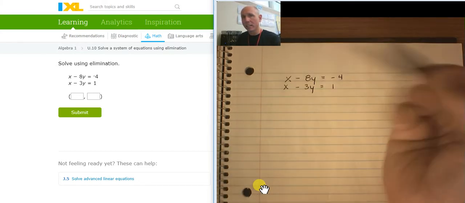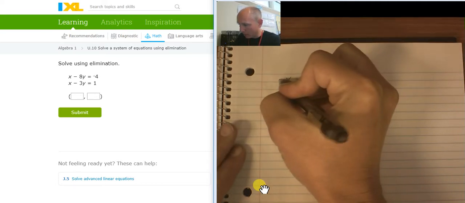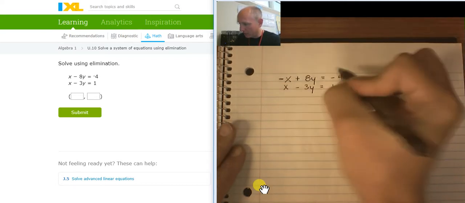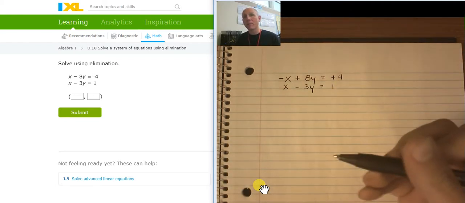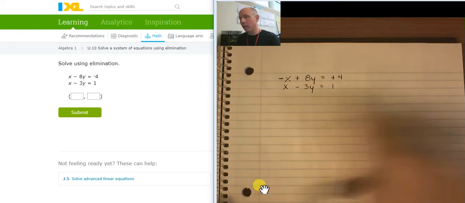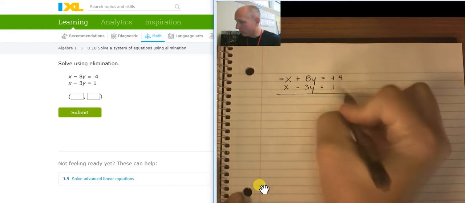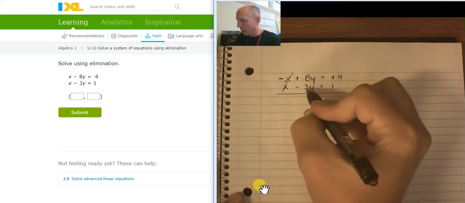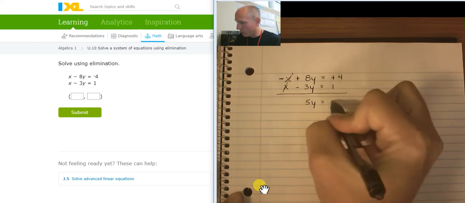So I'm going to multiply the top by a negative 1. That's going to change all the signs. This will become a negative, a positive, and a positive. So I just multiplied the entire top equation by negative 1, and all the signs changed. Now you can see that the x's will cancel out. They're gone. 8 minus 3y is 5y equals 5.